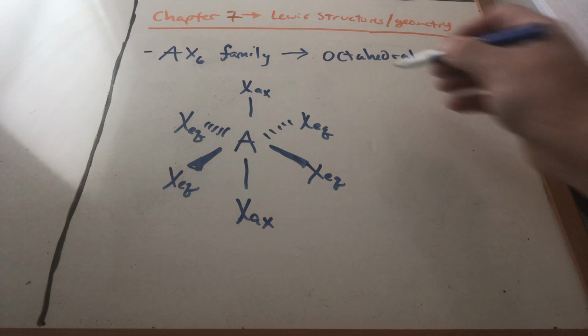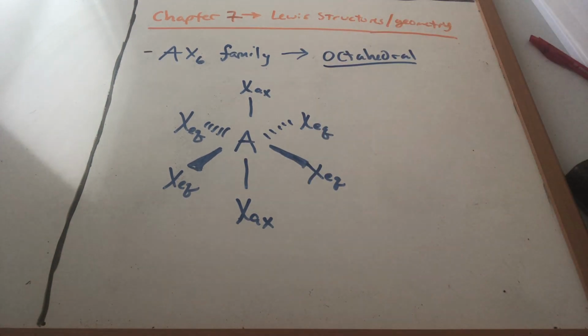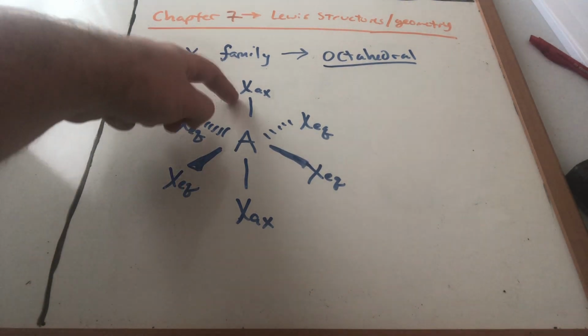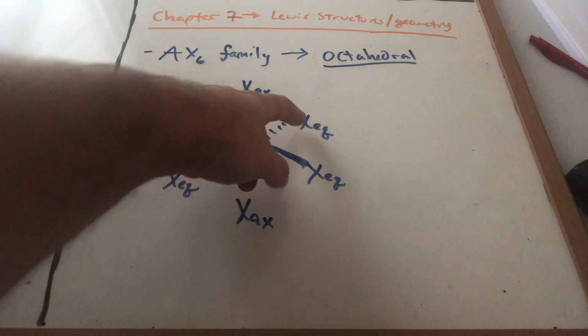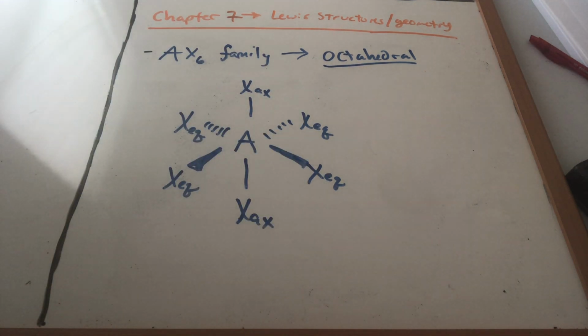So this is the family and this is the geometry for this particular structure because there are no E's there. So what are the bond angles? X-ax, A to X-ax, you can see is 180. X-ax, A to XEQ is 90. XEQ, A to XEQ is 90.